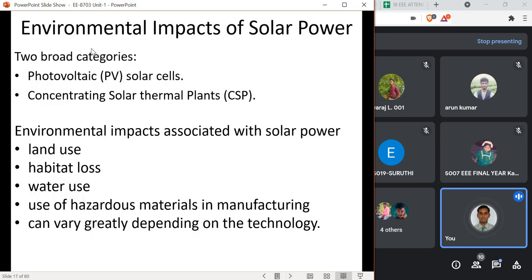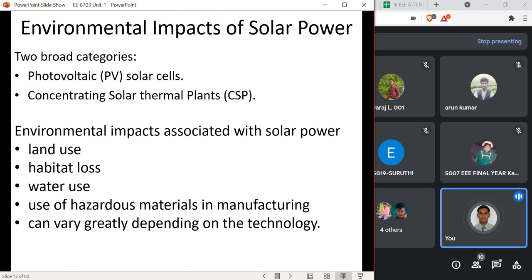Fine, next: environmental impact of solar power. How is solar power creating an impact on the environment? Already we know that there are many impacts created by many renewable energy sources. Out of the renewable energy sources, solar power also has some drawbacks. So what are the major drawbacks of solar power?